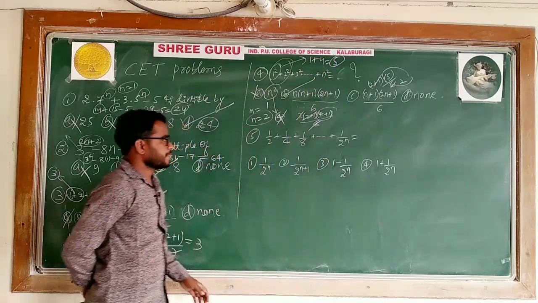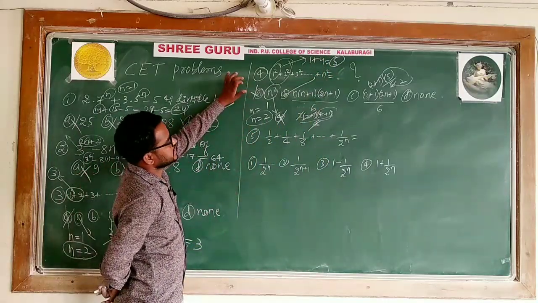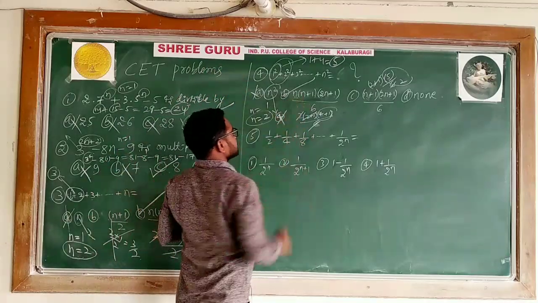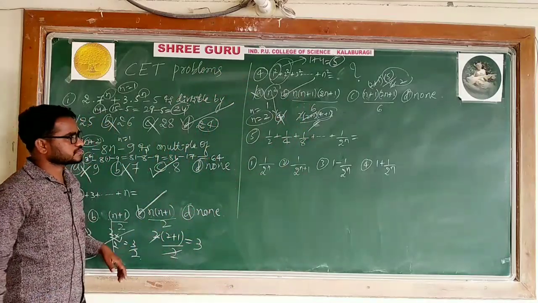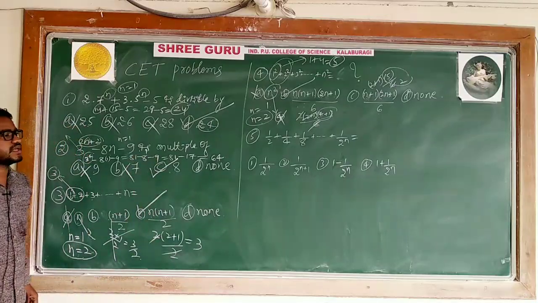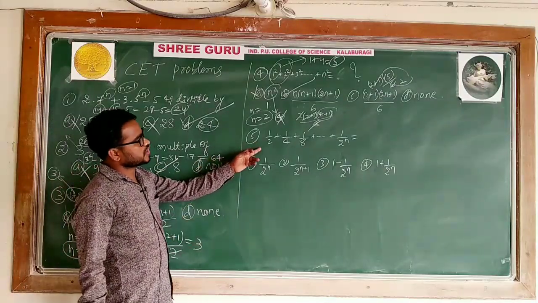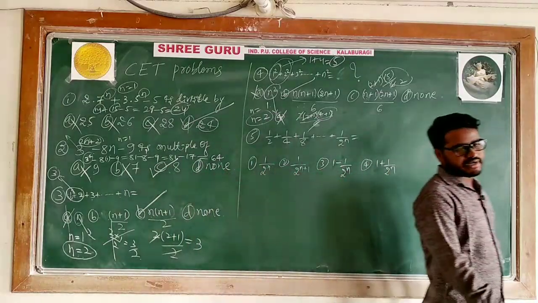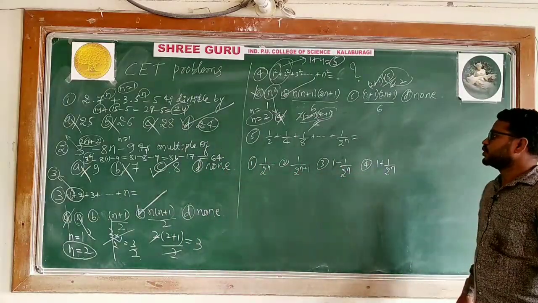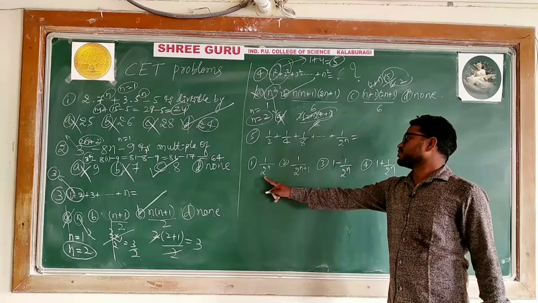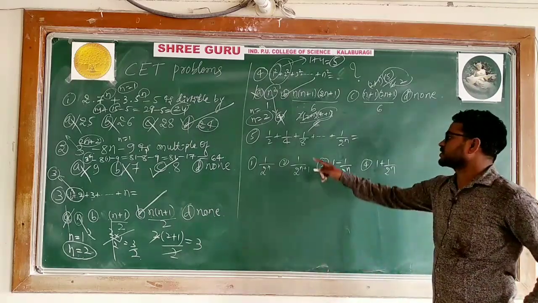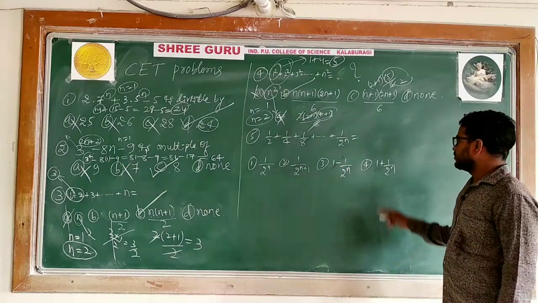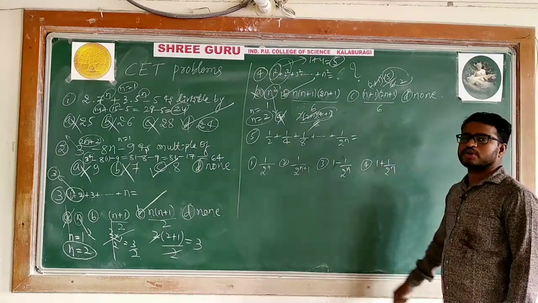Is it clear? So on the basis of this you can decide which is correct. B is the correct option. Is it clear? Now this is about the fourth problem. Now you can decide the fifth one. 1 by 2 plus 1 by 4 plus 1 by 8 plus so on plus 1 by 2 to the power n is equal to which option? He is asking: first one 1 divided by 2 to the power n, second option 1 divided by 2 to the power n plus 1, third option 1 minus 1 by 2 to the power n, fourth option 1 plus 1 divided by 2 to the power n.